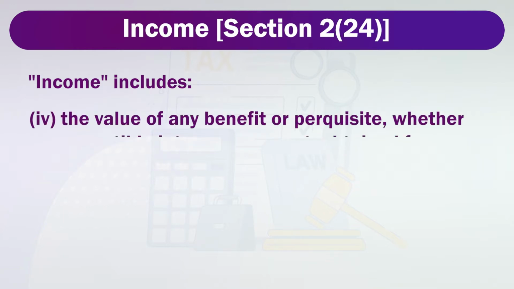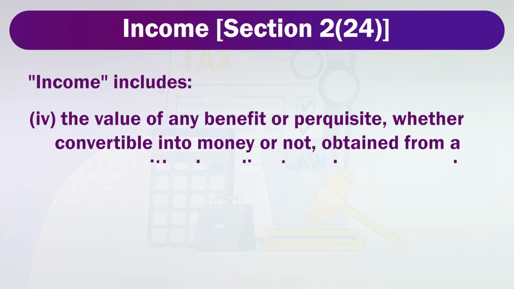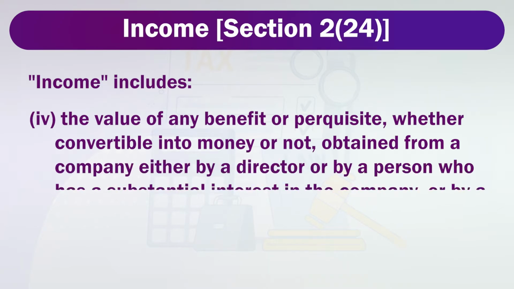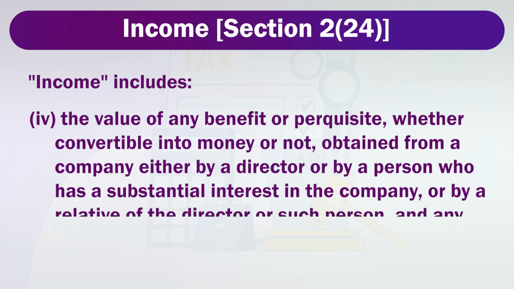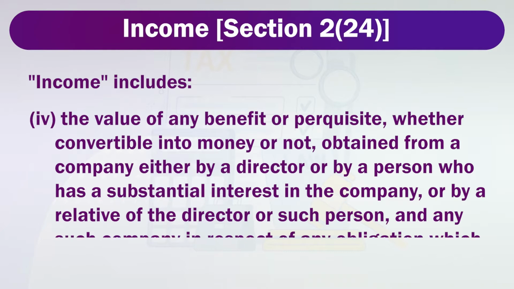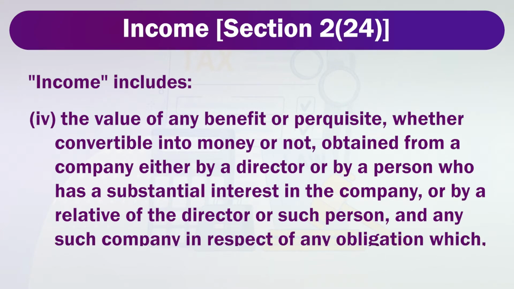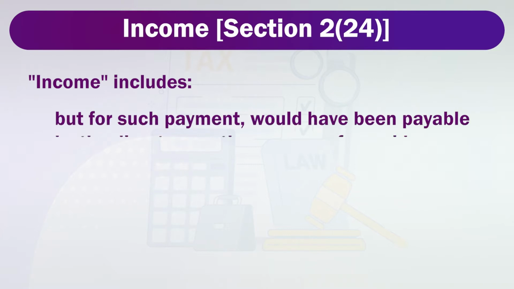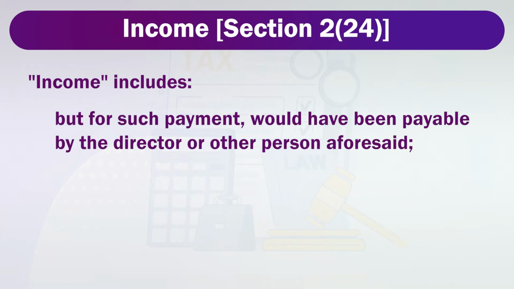4. The value of any benefit or perquisites, whether convertible into money or not, obtained from a company either by a director or by a person who has substantial interest in the company, or by a relative of a director or such other person, and any sum paid by any such company in respect of any obligation which but for such payment would have been payable by the director or other person aforesaid.